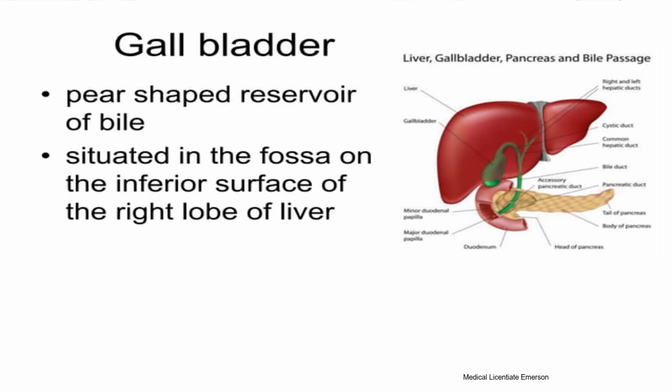So now let's go to the gallbladder. The gallbladder is a pear-shaped reservoir of bile situated in the fossa on the inferior surface of the right lobe of the liver. Okay, that's the gallbladder.